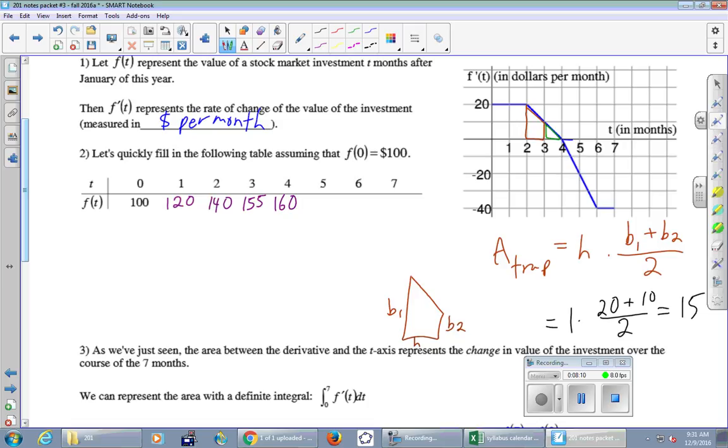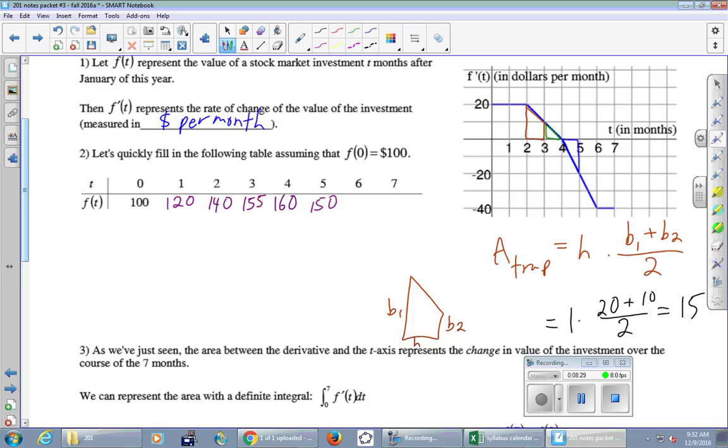We've got this shape right here. We want to find its area, so let's find the area. That's a 1, that's a 20, 10. The investment changed by $10 that month. What is it now? 150.